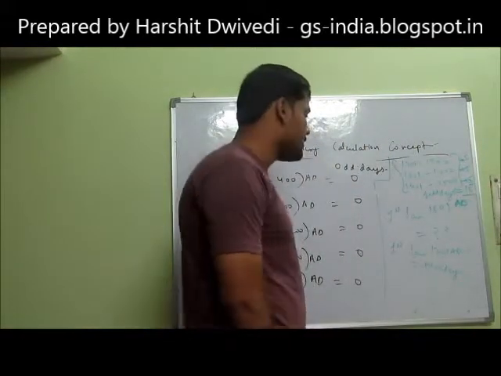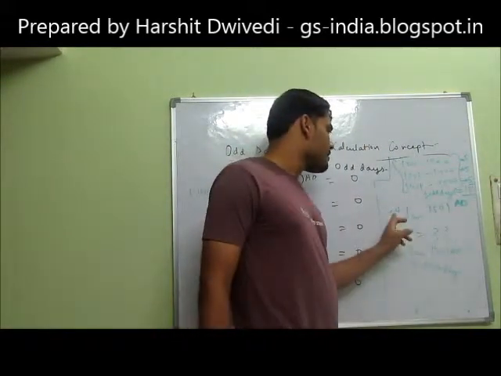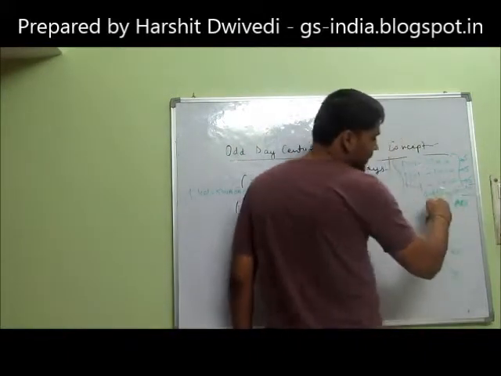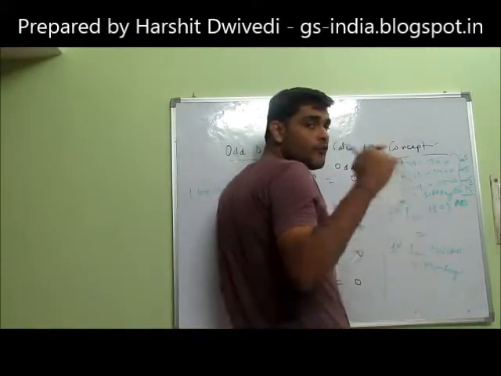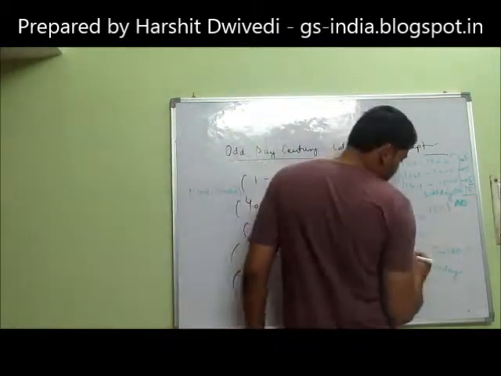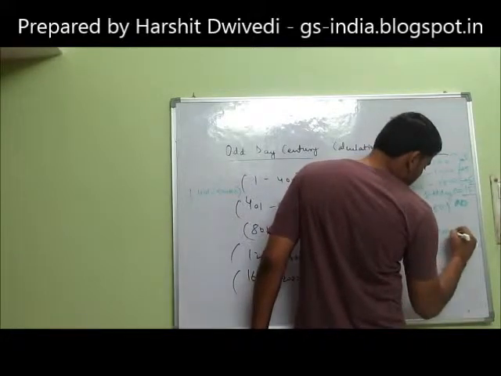So if 1st January 1201 AD is Monday, then 1st January 1501 AD will be 1 odd day ahead. So we will move Monday further by 1. So 1st January 1501 AD would be Tuesday.